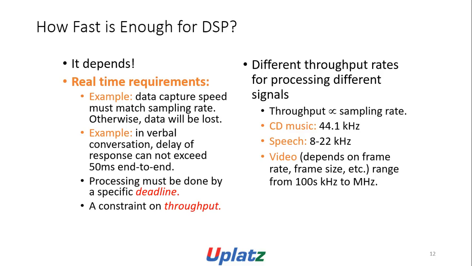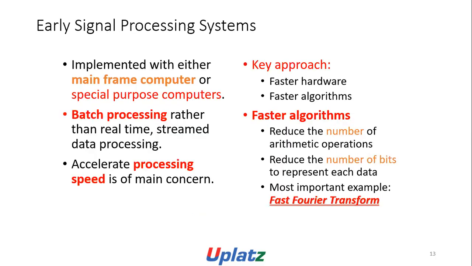Throughput is proportional to sampling rate: CD means 44.1 kilohertz, speech 8 to 22 kilohertz. Video depends on the frame rate, frame size, etc. The range is from hundreds of kilohertz to megahertz.